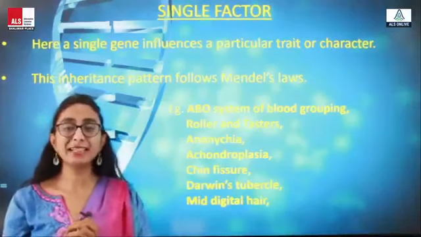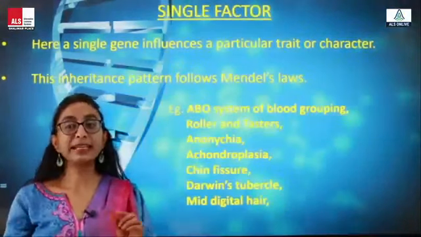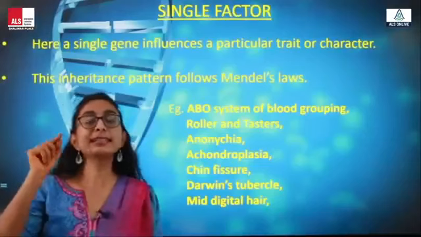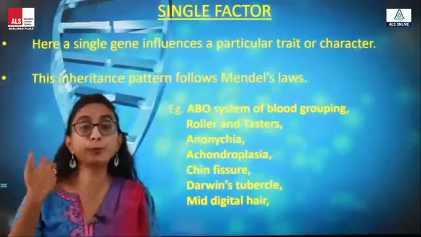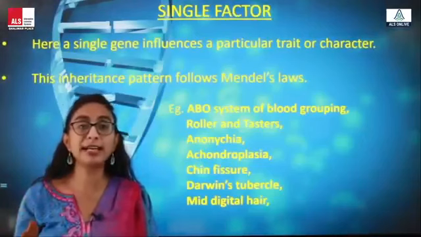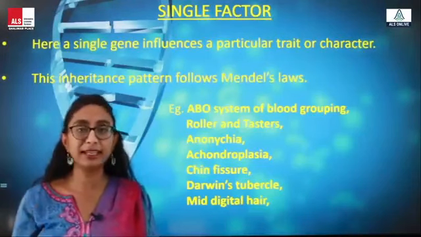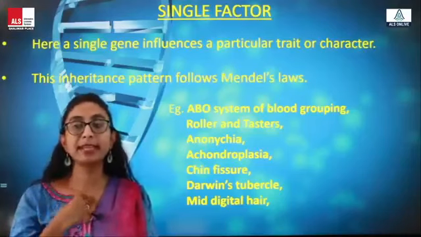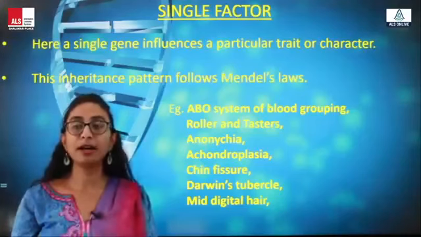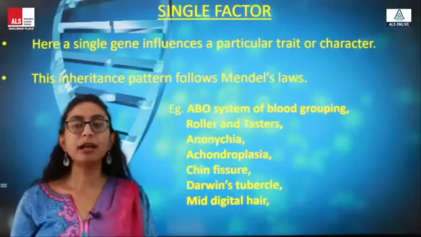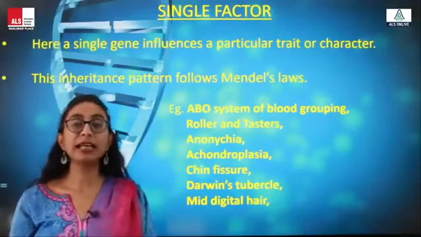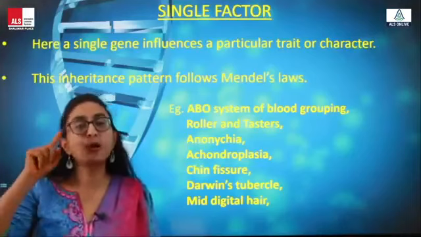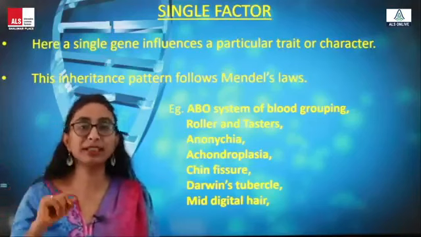So what do we mean by single factor? A single factor means here a single gene influences a particular trait or character. So when there is a single gene which is responsible for producing a particular character, we call it a single gene or monogenic inheritance. Say for example, the rollers and tasters, ABO blood grouping, anonychia, achondroplasia, mid-chin fissure, Darwin's tubercle, mid-digital hair, these are the examples of monogenic inheritance. That is, in these cases, only a single gene is responsible for producing that character.